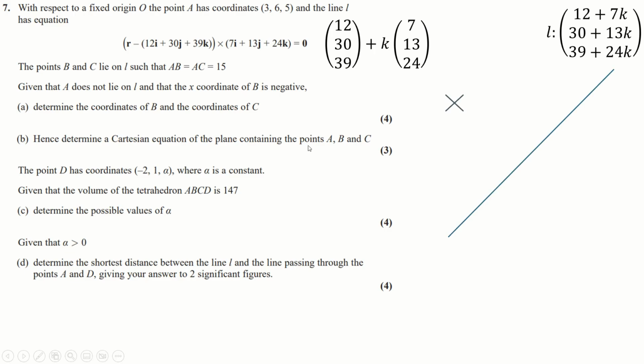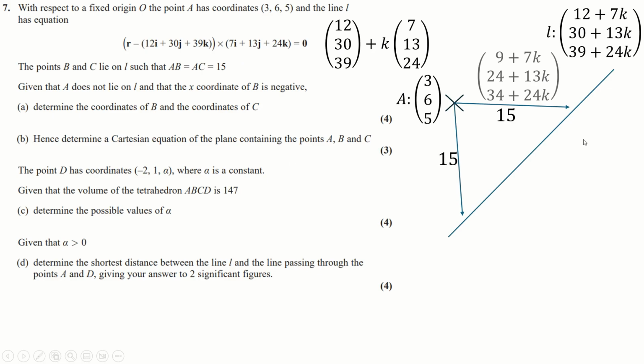This is the line. We've got a point 3, 6, 5, and we want to know that B and C lie on this line, so maybe this is B and this is C, such that the distance is 15 for both. So what should we do? Well, let's work out this vector here, which is just this minus this. You could also do this minus this. It doesn't really matter. Let's do this minus this to work out this vector to get from here to here or from here to here. It doesn't really matter, of course, which direction you go, as I just said.